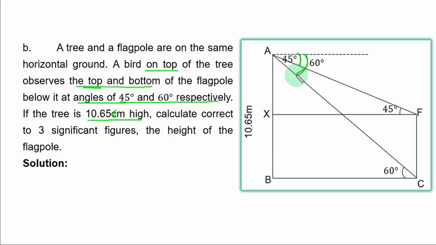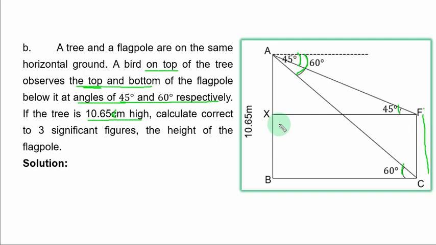In angles of elevation and depression, both angles are always equal. So by alternate angles, here is 45 and here is 60. You are asked to find the height of the flagpole, that is FC, but we cannot get FC directly.